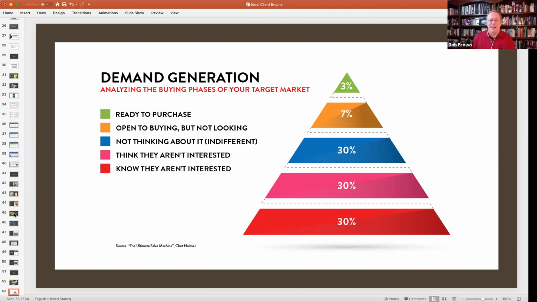Another 30% think they aren't interested, but maybe they could be. And then the final 30% know they're not interested. But if you only nurture people once or twice, you're hardly going to move up the scale.